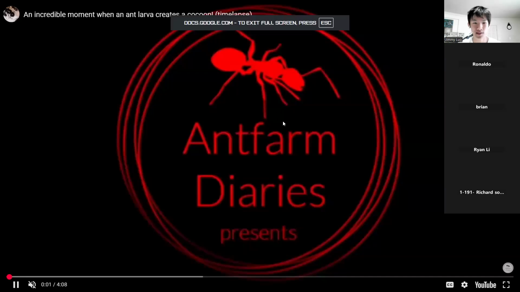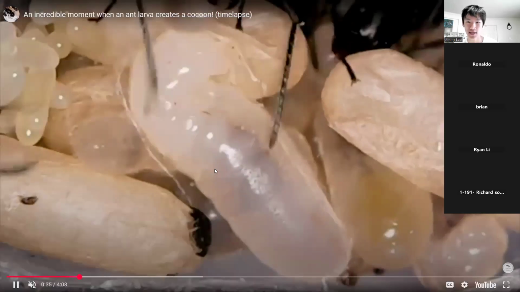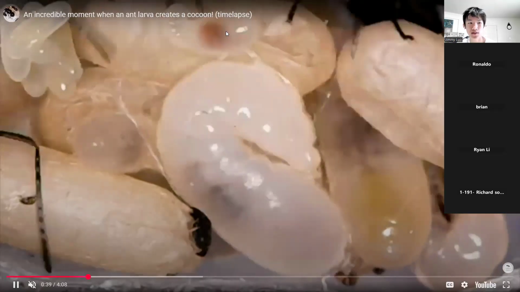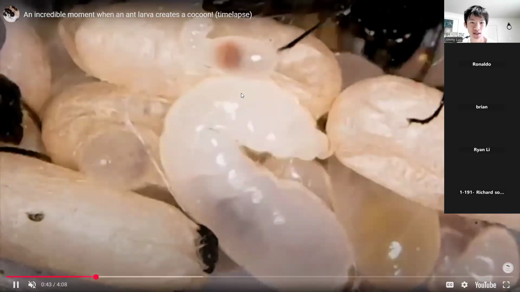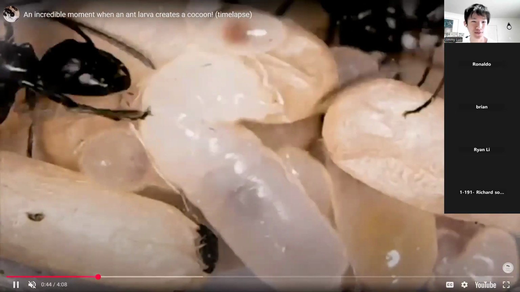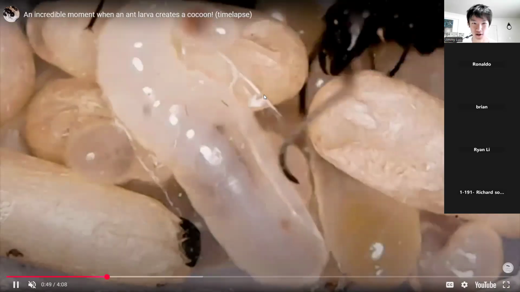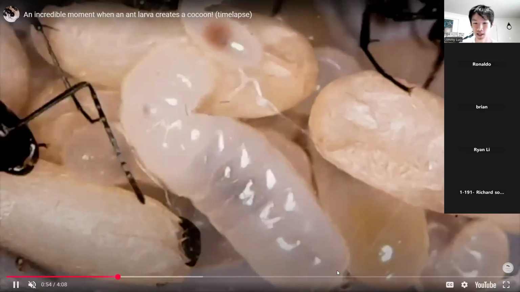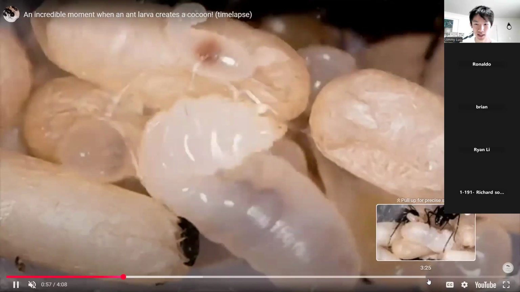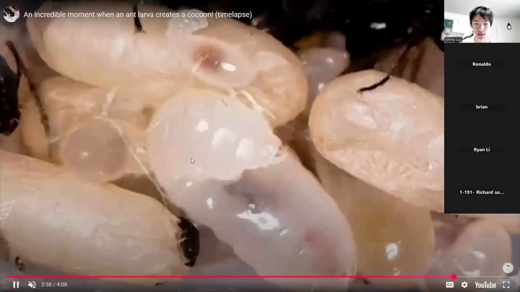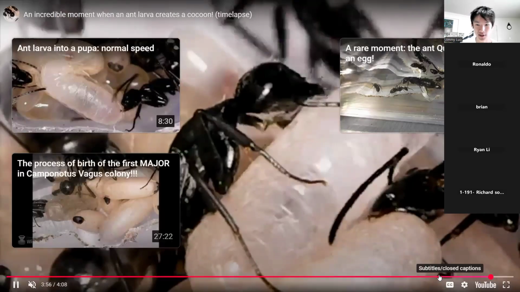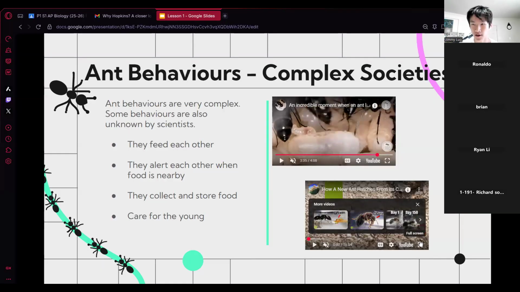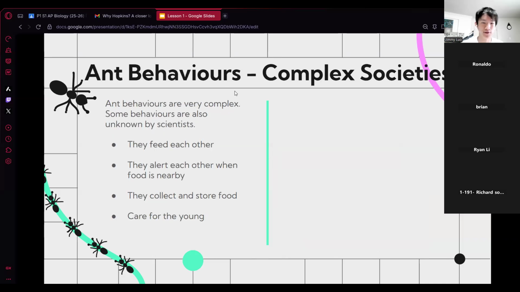So we have this specific one where, here's a larva. He's spinning himself a cocoon. This is pretty unusual, and it's just pretty cool, right? We have this cool little larva spinning itself a cocoon. That's the first thing, and as the minutes go by, it will spin itself this nice little cocoon. So yeah, that's awesome. And here's another video of an example of ants caring for their young.